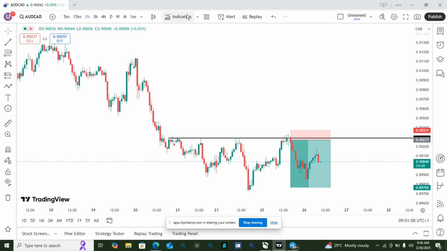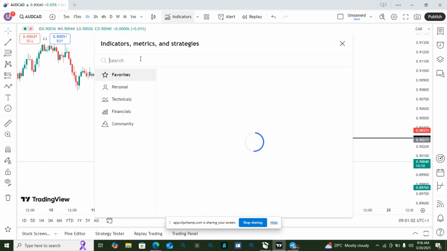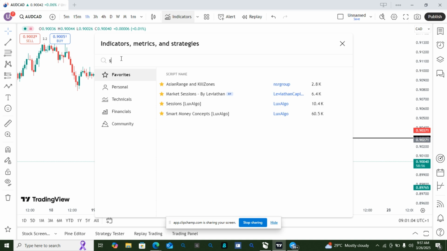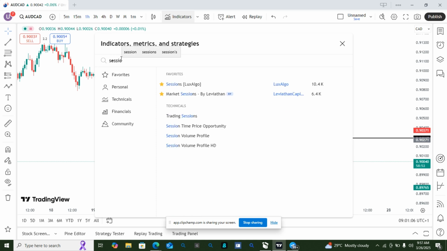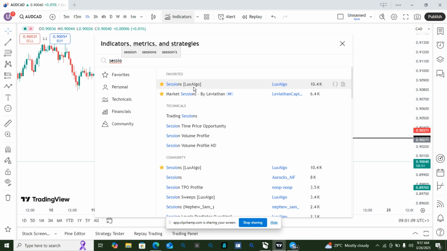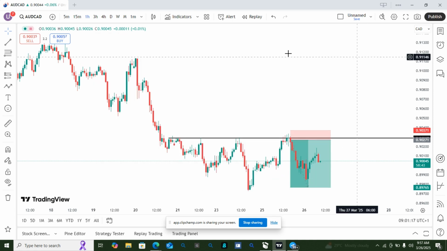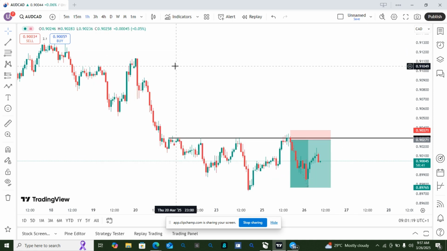Click on the indicator. Once you click it, you see search, type session there, and you see this one by Los Argo. Type it. If you click on it, the thing will appear on your chart. So I don't need to click on it again because I already have it in my chart. Okay, so that's how you can set up your indicator.